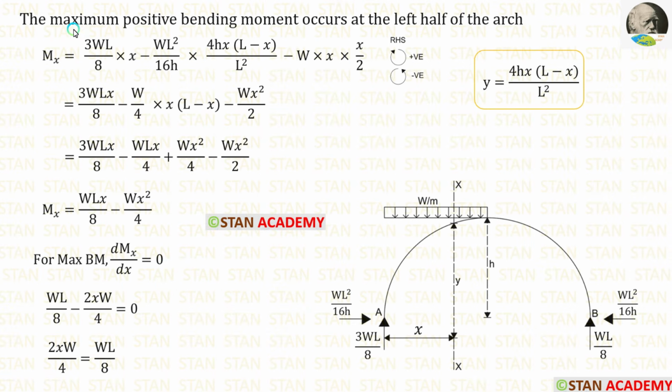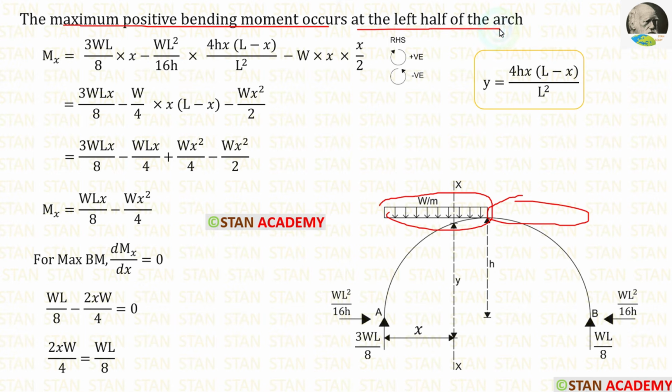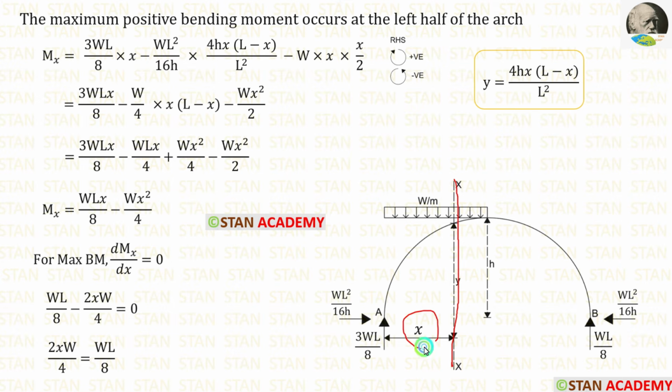Now let us find the maximum positive bending moment. This arch is loaded on the left side. There is no load on the right side. So the maximum positive bending moment occurs at the left half of the arch. Let us make one section randomly at a distance of x on the left half. This section is made at a distance of x from the point A.